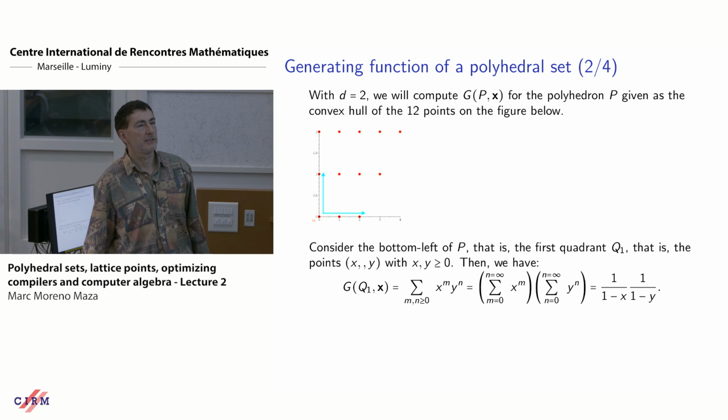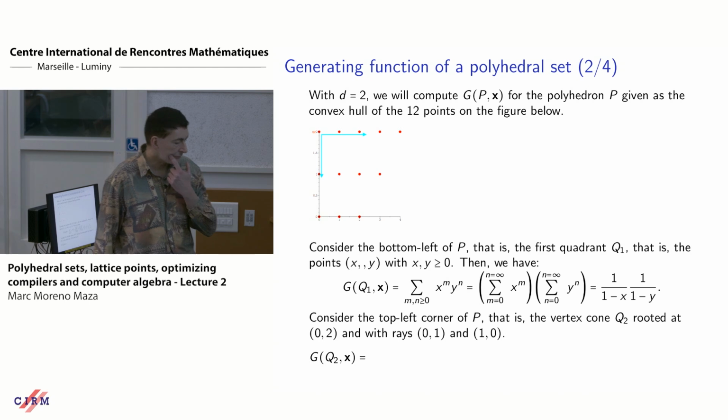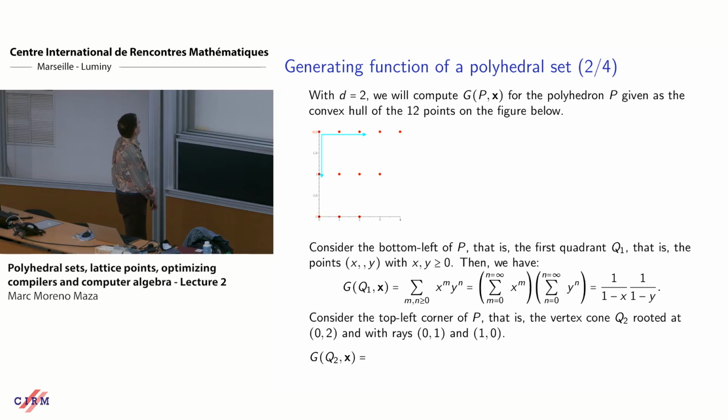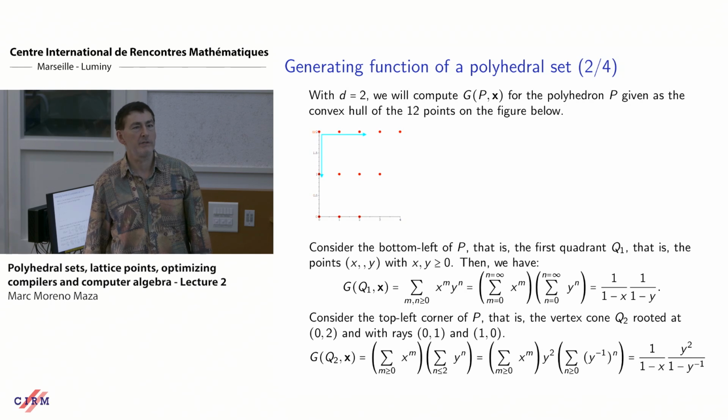Okay, so we get this series. Now let's move to the northwest corner, so Q2. Again, by using elementary transformation, we will manage to reduce to a formula that we know well, and we'll manage to find the sum of that series. Okay?